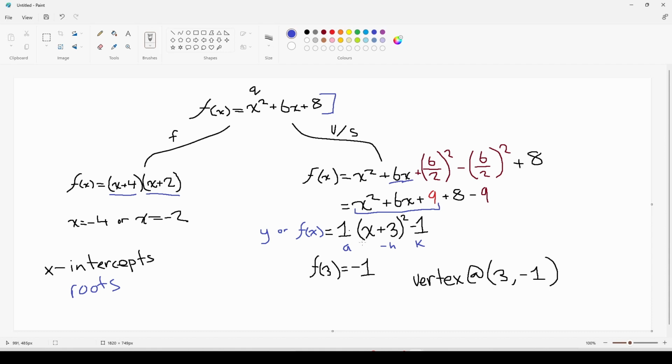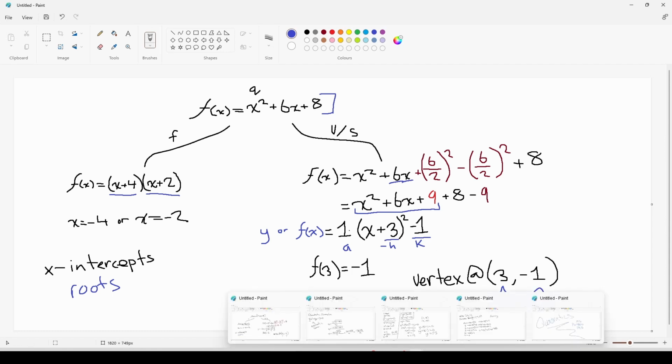In this case, it is x plus 3 in brackets squared minus 1 because we have plus 8 minus 9. Now what that gives us is our vertex, which you can see here are the same numbers you see here. It's right there, just waiting for us.